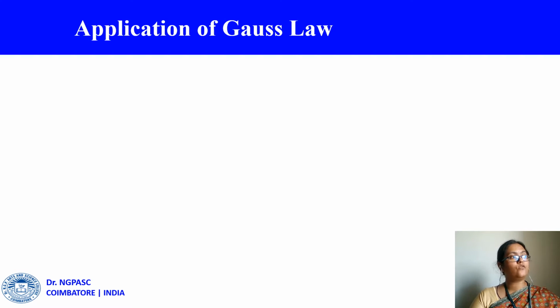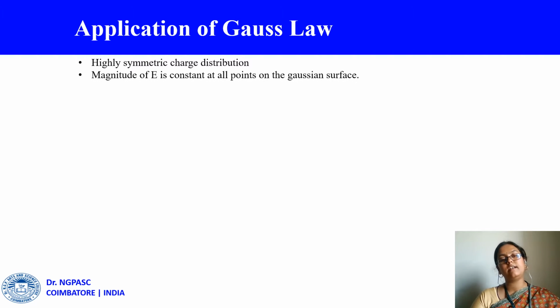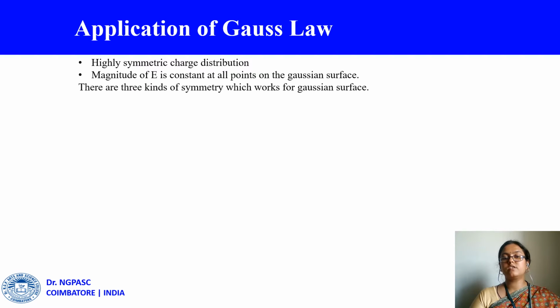Then application of Gauss law. The Gauss law is applied on highly symmetric charge distribution examples and the magnitude of E, that is the electric field, should be constant at all points. Only if these two conditions are satisfied, we can apply Gauss law in them. So there are three kinds of symmetry where the Gauss law is applied. One is spherical symmetry, another one is cylindrical, the third one is plane.